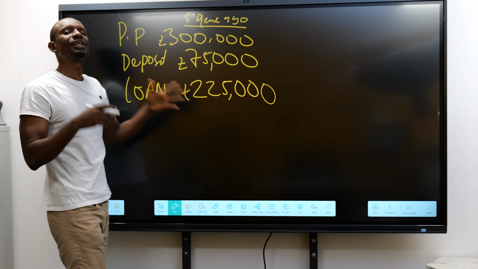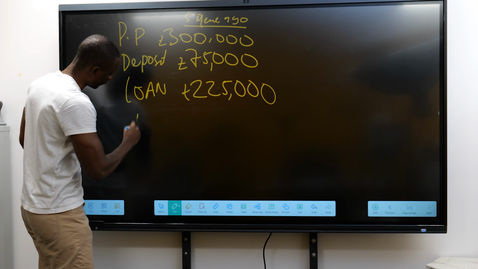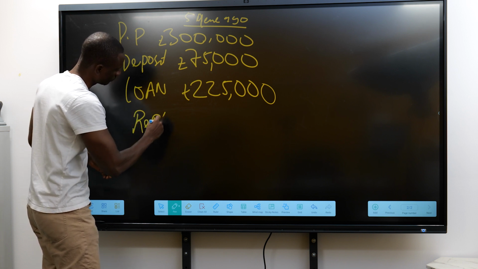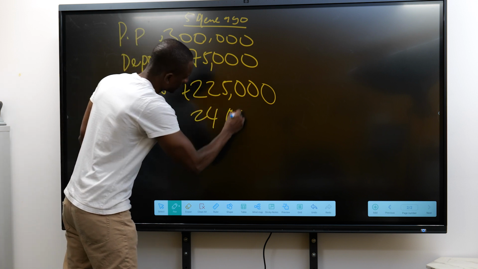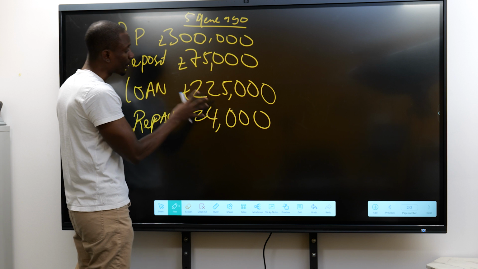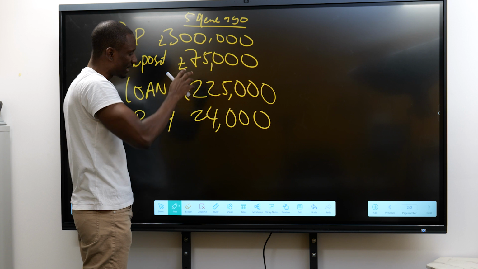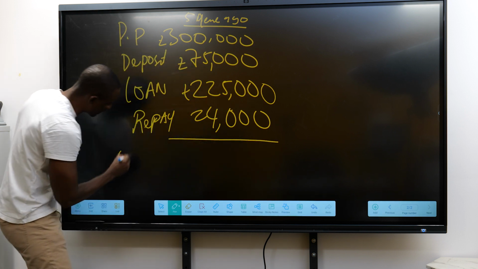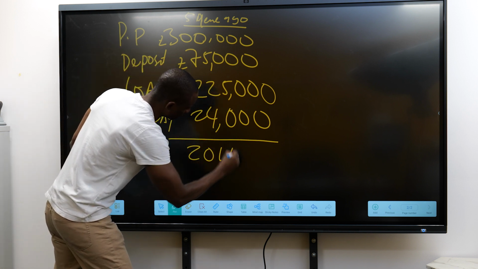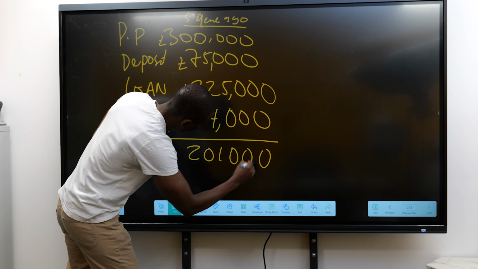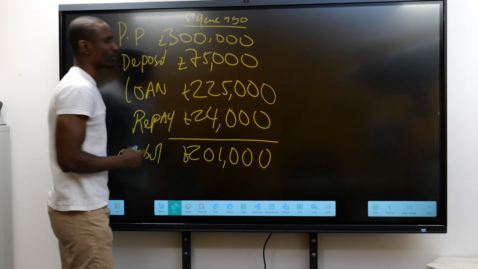Let's say you would have paid about 24,000 pounds within the 5 years. Repayment. £24,000. If we contributed £24,000 towards paying down the mortgage, our outstanding balance at that point would have been £201,000. Okay, I hope I got my figures right. So you would have had an outstanding mortgage of £201,000.